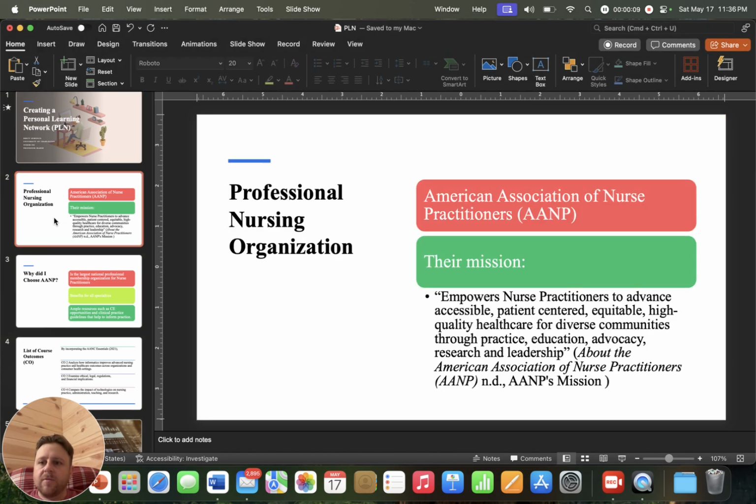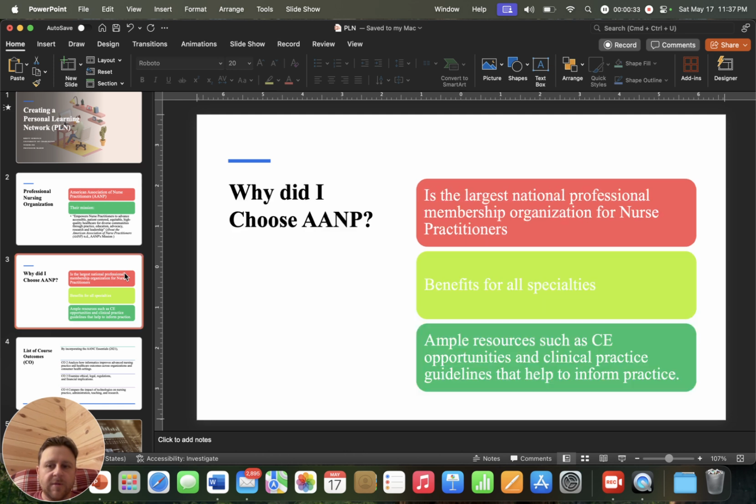The professional nursing organization that I chose was the American Association of Nurse Practitioners. This is a well-known group to many. Their mission statement: empowering nurse practitioners to advance accessible, patient-centered, equitable, high-quality healthcare for diverse communities through practice, education, advocacy, research, and leadership. So that does say a lot about their organization.